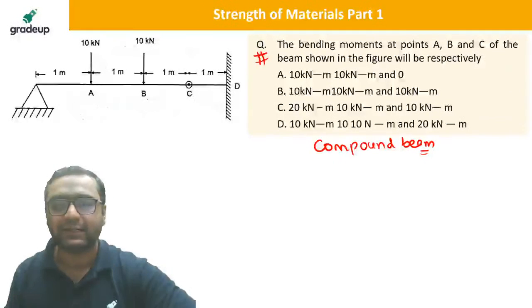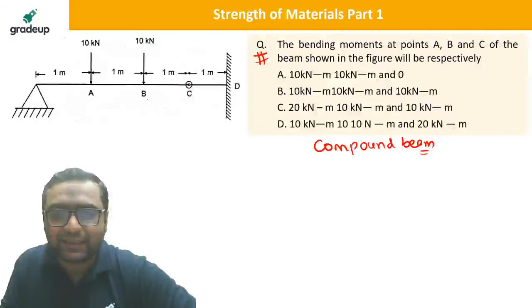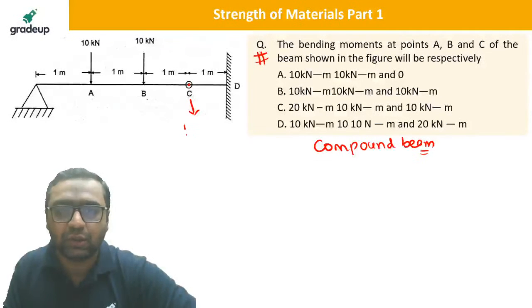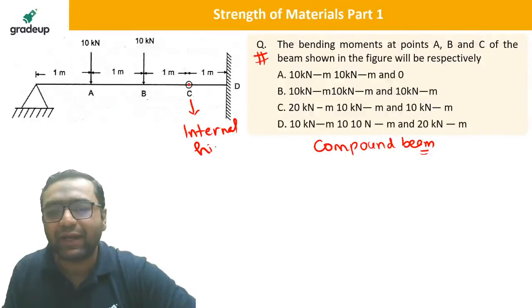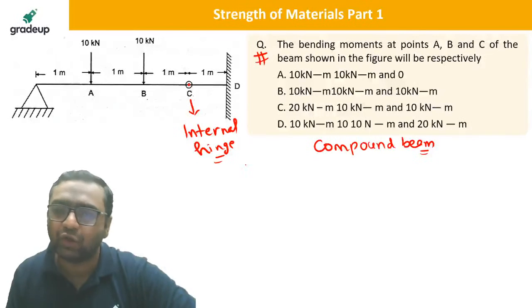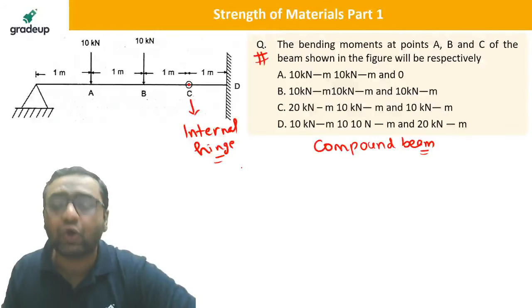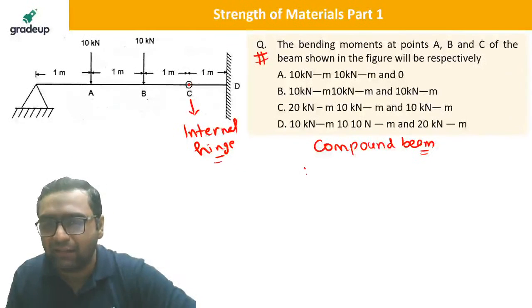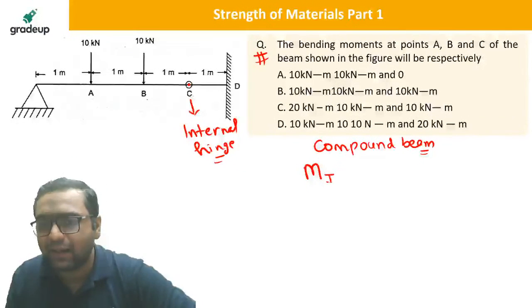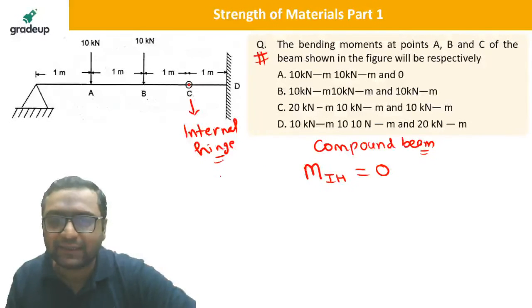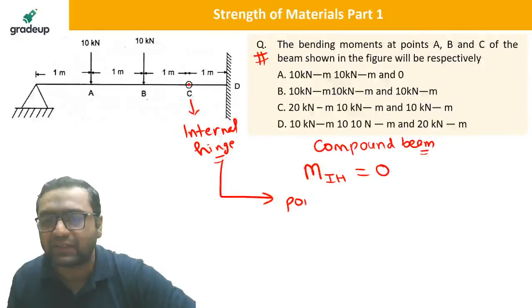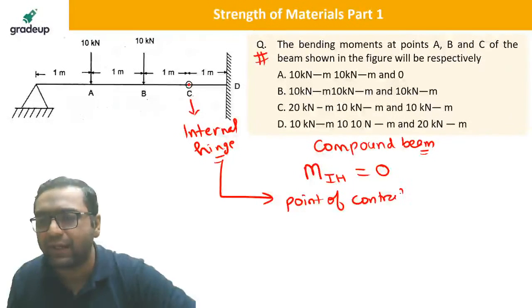Now let us solve it, guys. So first of all, dear, this is the point of internal hinge. This is an internal hinge. And I would like to tell you, when I teach you the compound beam, I always calculate it and also derive it, that bending moment at internal hinge is always coming out to be 0. In other words, this is nothing but the point of contraflexure. This is the point of contraflexure. Here bending moment is 0.